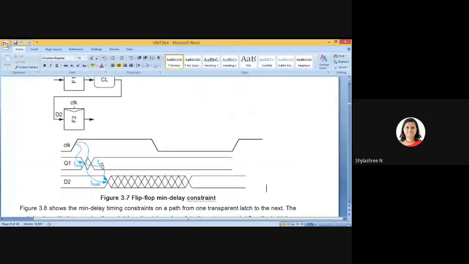Because TCD will be the combinational logic. So this TCD should be greater than or equal to this hold time minus your clock to Q contamination delay. Okay. So now, any doubt in this?